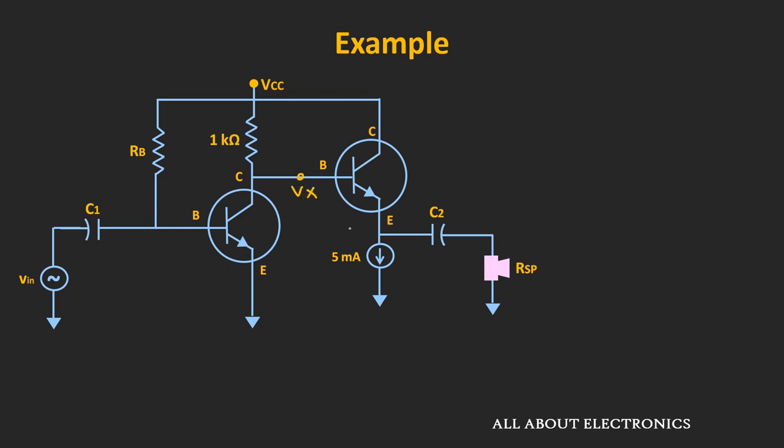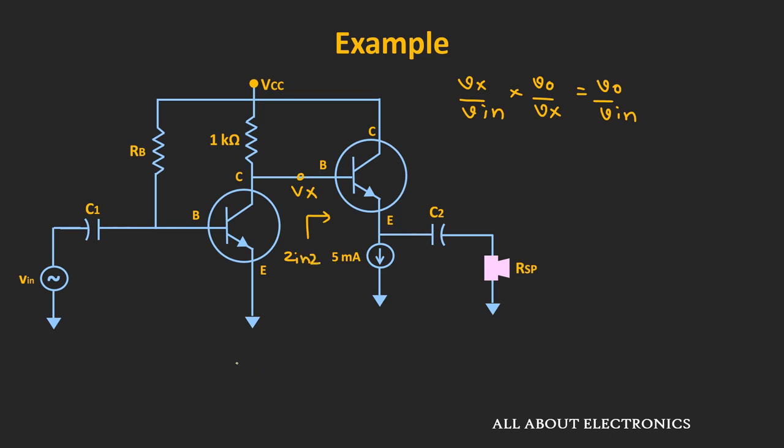So here, to find the overall voltage gain, first of all we will find the ratio of Vx and Vin, and then we will find the ratio of Vo and Vx. And by multiplying these two terms, we can find the overall voltage gain. So to find the ratio of Vx and Vin, first of all we need to find the input impedance of this stage. So let's call this input impedance Z2.